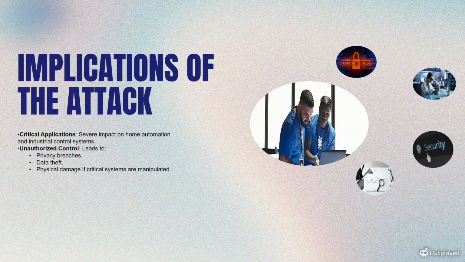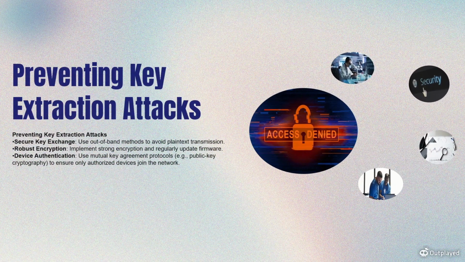So what are the implications of the attack? The implications are severe, especially in environments where ZigBee is used for critical applications, such as home automation and industrial control systems. Unauthorized control of devices can lead to privacy breaches, data theft, and even physical damage if critical systems are manipulated. Next, preventive measures.